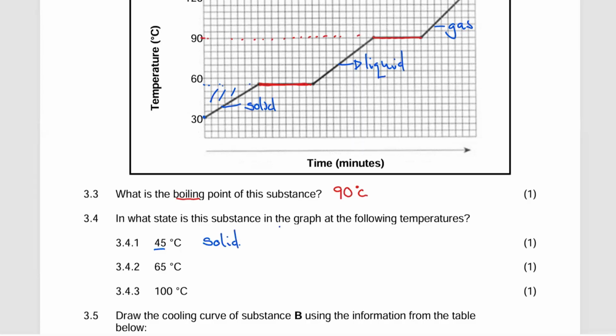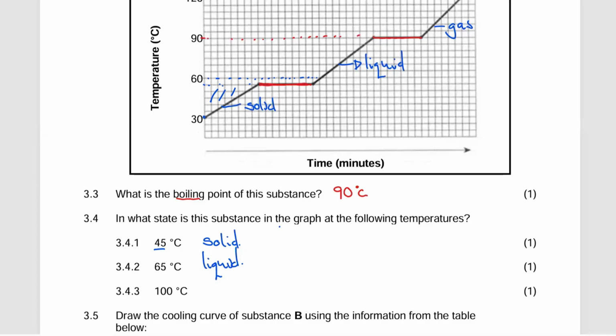Okay, then we say 3.4.2 at 65 degrees. You can see at 65 degrees, since at 60 we are already above, there is a change of state to a liquid. So at 65 degrees it is a liquid, right? I know you are following through. At 100 degrees is going to be what? Yes, you got that one correct.